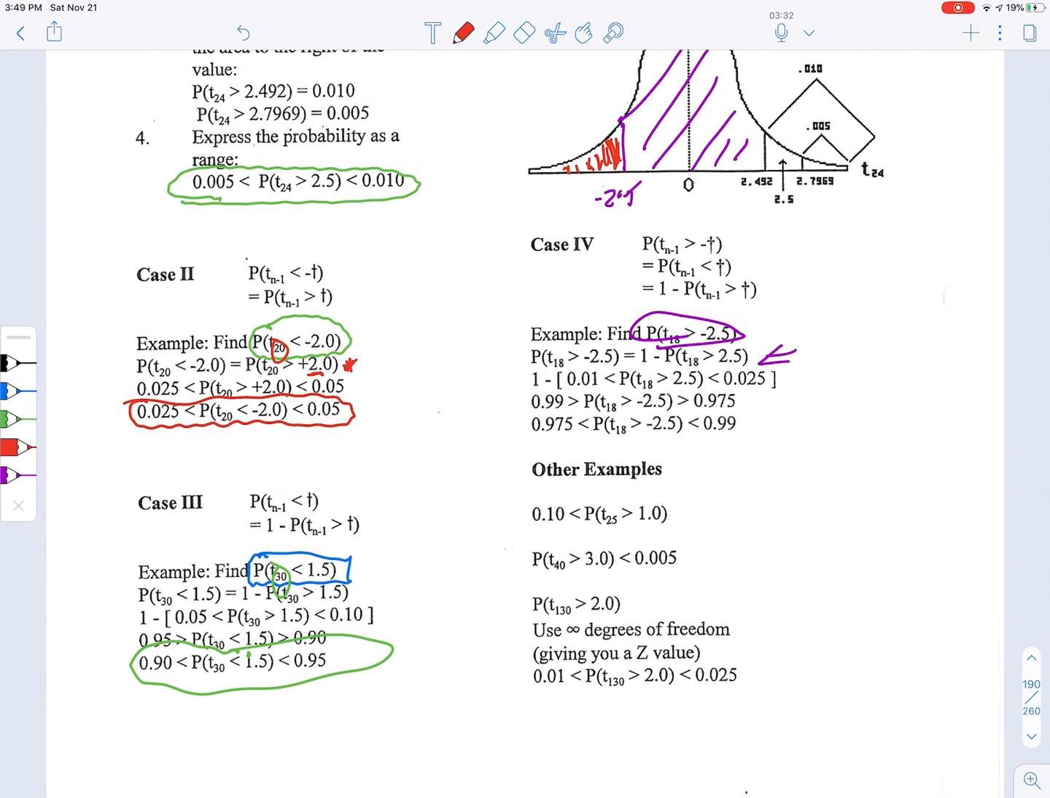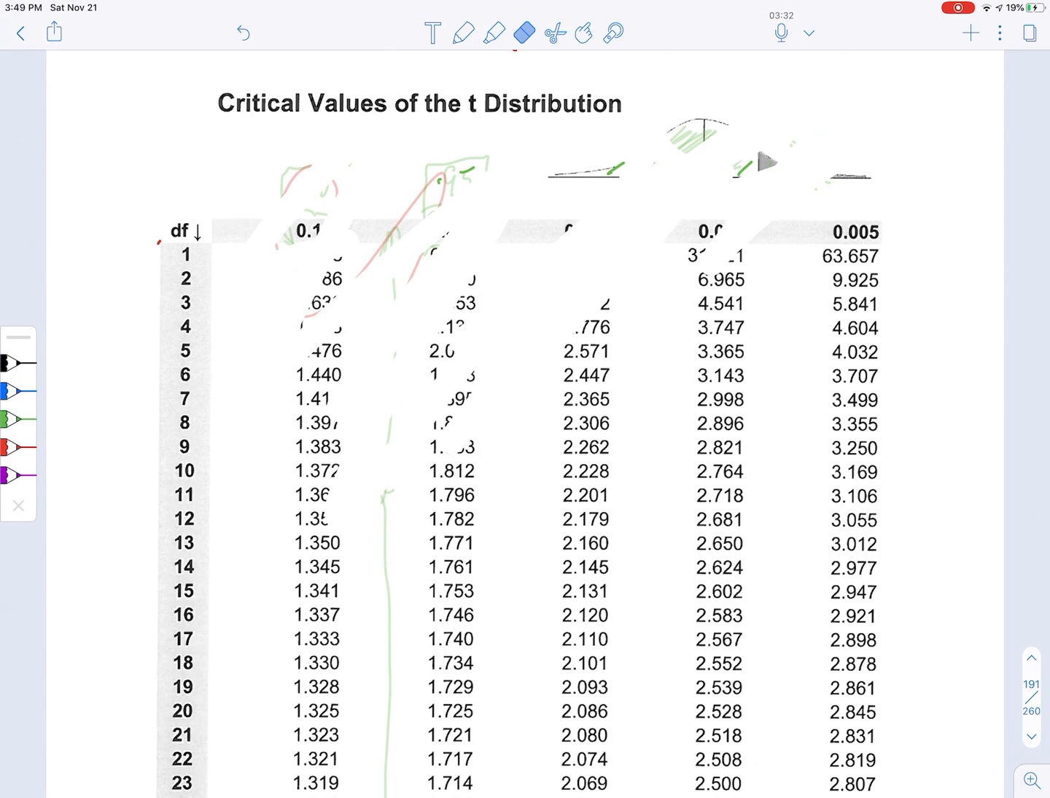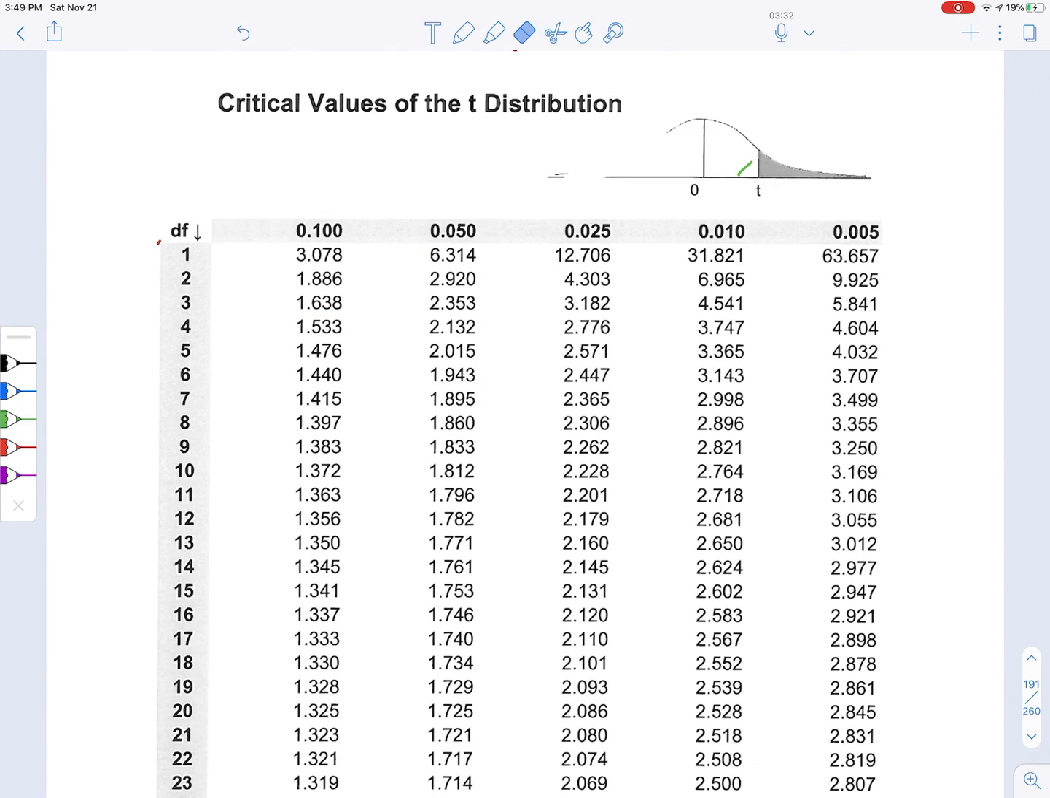So let's look at this example. That will be 18 degrees of freedom. So we'll go down here, and I'm going to look for 18 degrees of freedom.